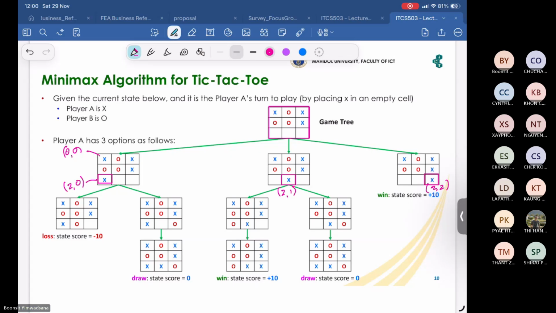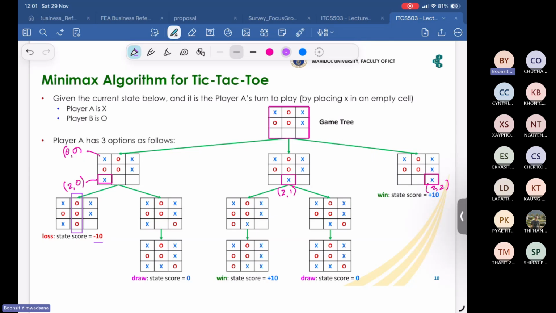Let's think along. Alice doesn't know which position to play. So Alice will think, if I start from position 2,0 to the left, then Bob would win if he placed his mark right here. This is the position that I think Bob will play. For my score, if I win, I get 10. If I lose, I get minus 10. So in this case, my score will be minus 10, because I know that Bob will do this, definitely.